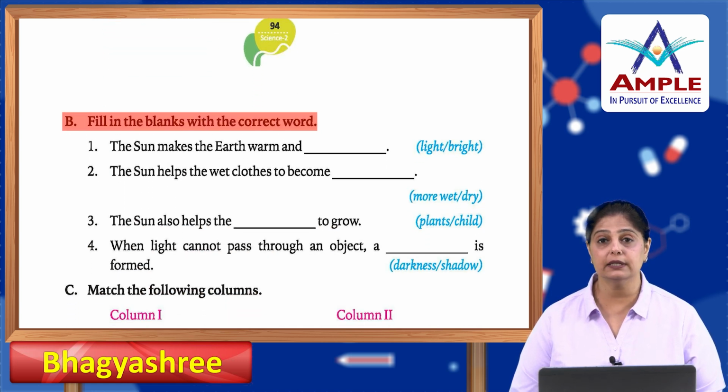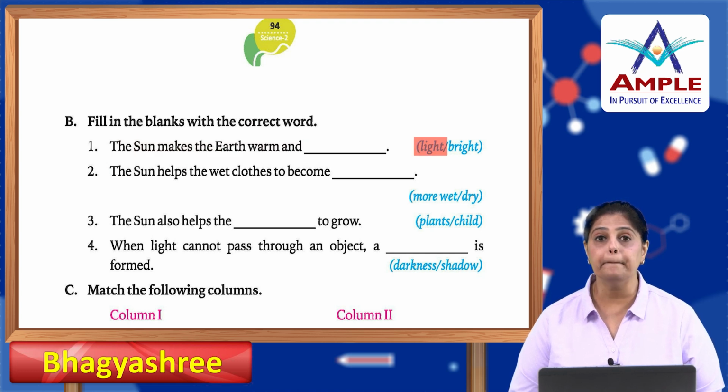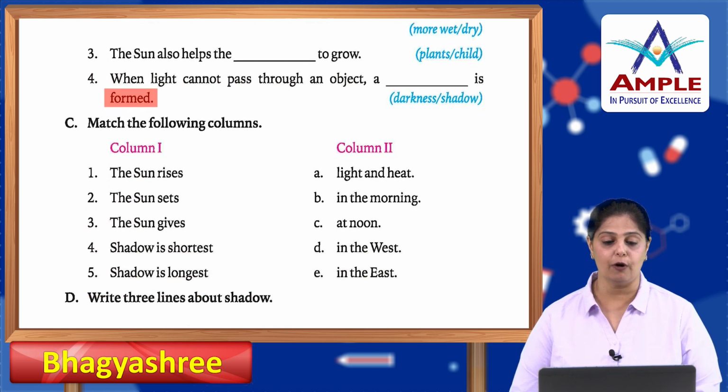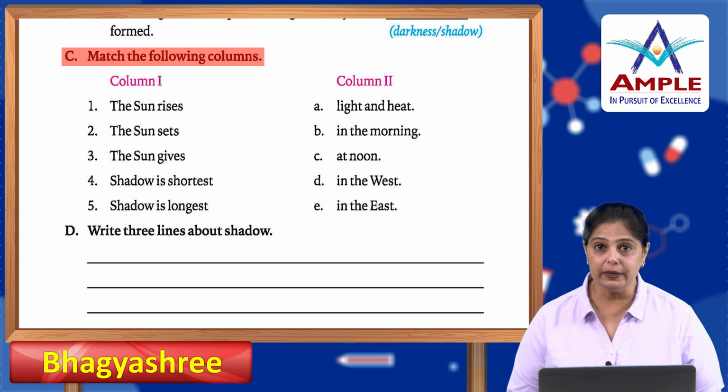Now, fill in the blanks with correct word. The sun makes the earth warm and light or bright? Bright. The sun helps the wet clothes to become more wet or dry? Dry. The sun also helps the plants to grow. Child or plants? Plants. When light cannot pass through an object, a shadow is formed. What is formed? A shadow is formed. Okay. Match the following columns.